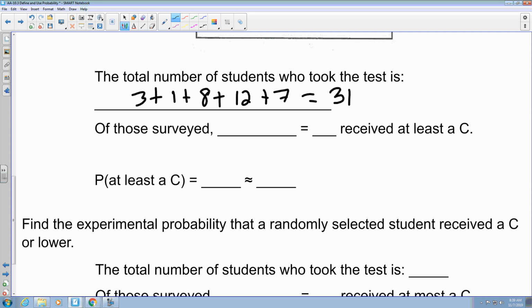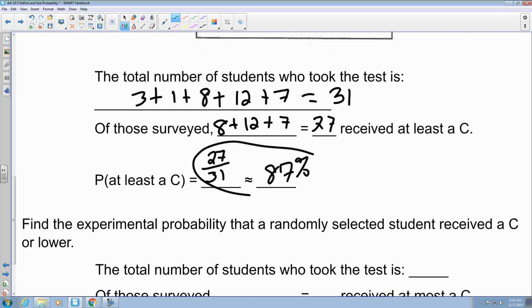31. All right, so on the survey, we had ones that received a C or better, which was 8 plus 12 plus 7. That meant it was 27. So we could say that the probability of this was 27 over 31, which is in lowest terms, or about 87% of the students received a C or better.